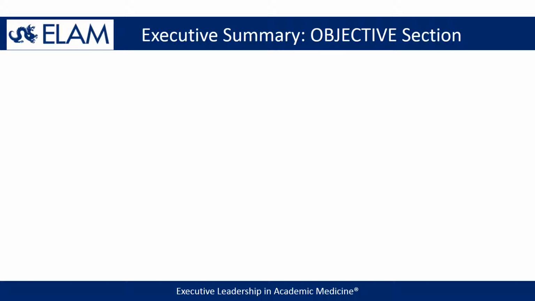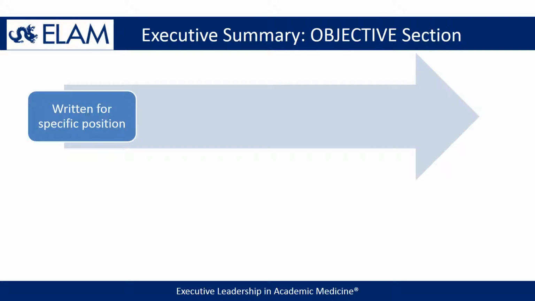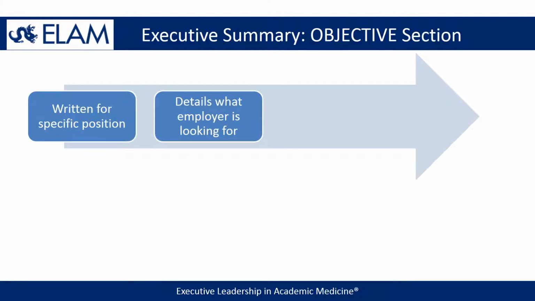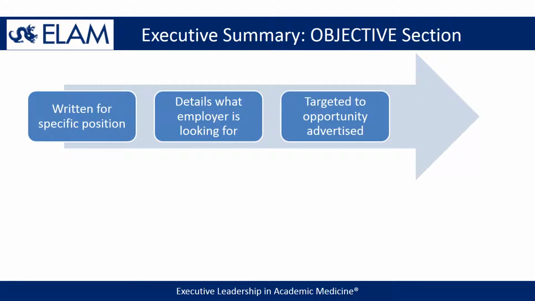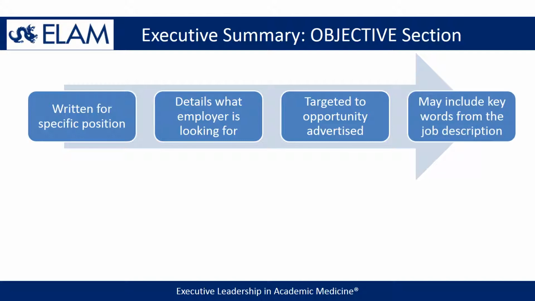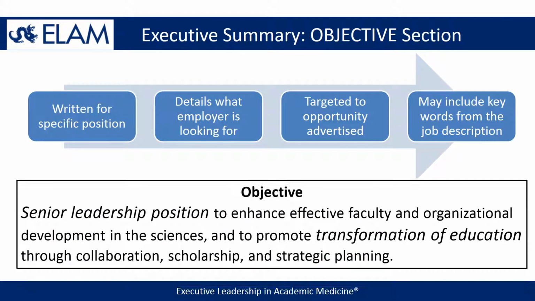In the objective, you've considered what you want. You align it with what they want. It is written for the specific position you are applying for. It's tailored to their needs and details, what the employer is looking for. It is targeted to the advertised opportunity and may include keywords from the ad or position description.